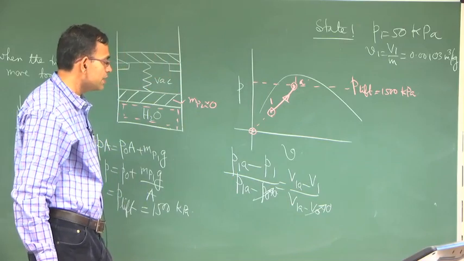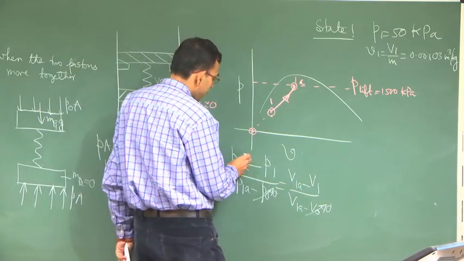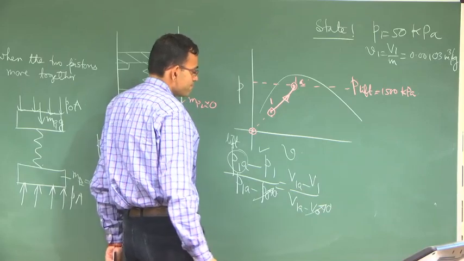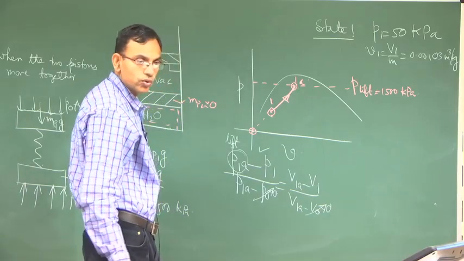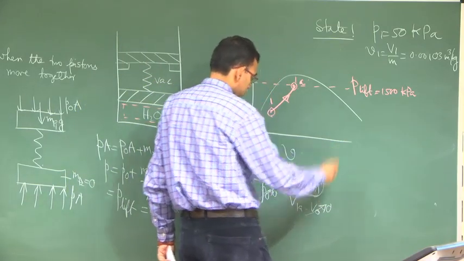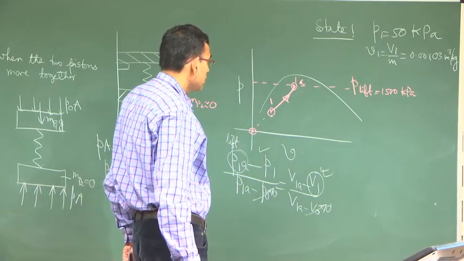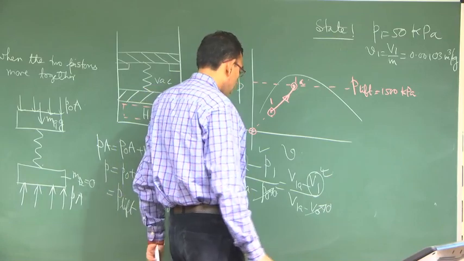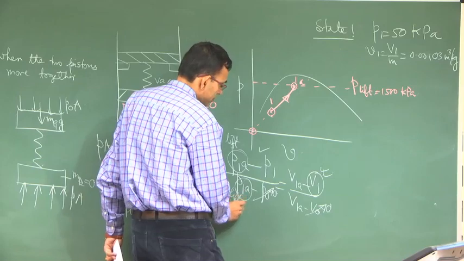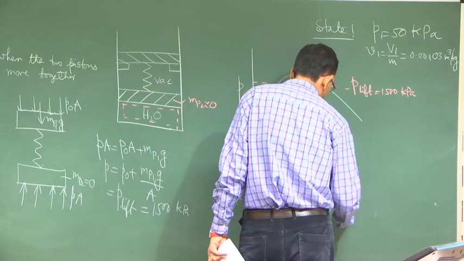V0 is 0, P1A is P lift, P1 is given, V1A we do not know, V1 we know, then P1A is P lift. So, from here you can calculate what is V1A.